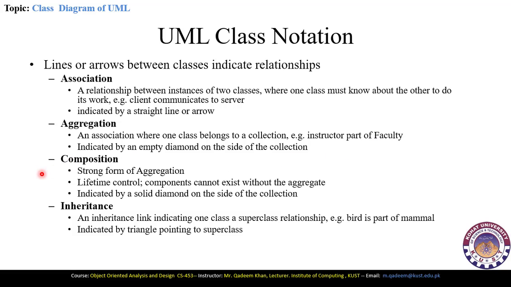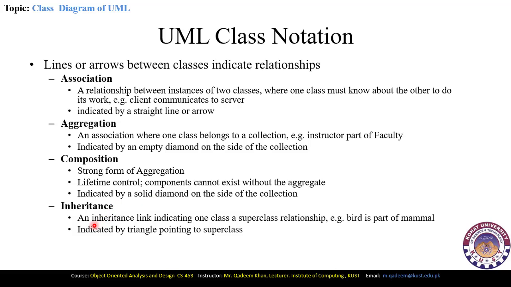Another important relation is called composition, which is also an association, but it is stronger than aggregation. Here the lifetimes of the classes are tied, because when one class cannot exist without the aggregate, we say that it is composition. It is indicated by a solid diamond on the side of the collection. So when one class is destroyed, the other dependent class will also be destroyed in the case of composition.